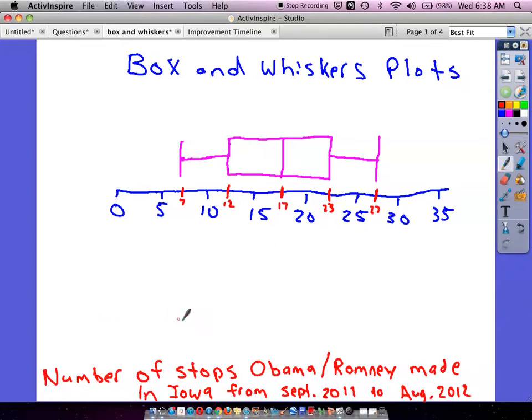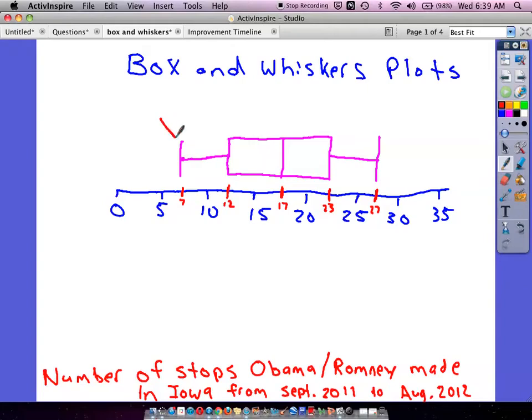But this graph represents a lot more than 5 numbers. It represents any time that Obama and Romney stopped in Iowa from here to here. So that could be like 40 different stops this could represent. But we're just summing up those 40 data points or those 40 numbers into 5 specific categories. And I'll tell you what the categories are.